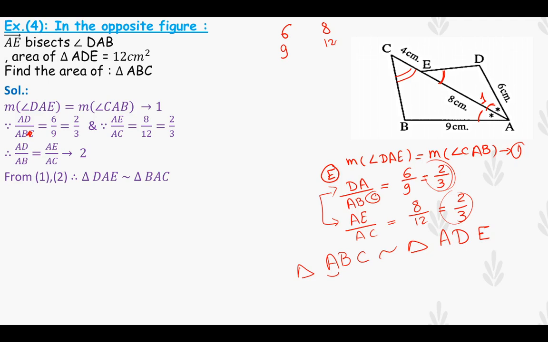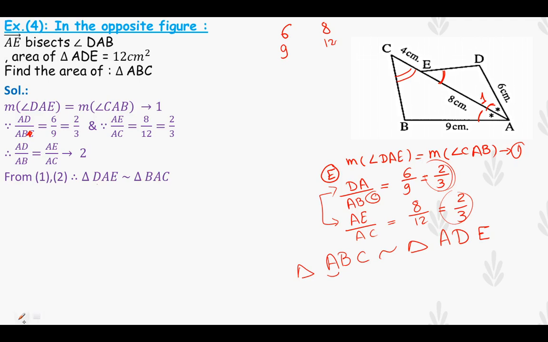Here the arrangement is very important. You have to put the corresponding angles opposite to each other. Measure of angle A equals measure of angle A, measure of angle B corresponds to measure of angle D, and the last one, measure of angle C, corresponds to measure of angle E. And you write triangle ABC, or here I write it as triangle BAC. So A is opposite to A, B is opposite to D, and C is opposite to E.